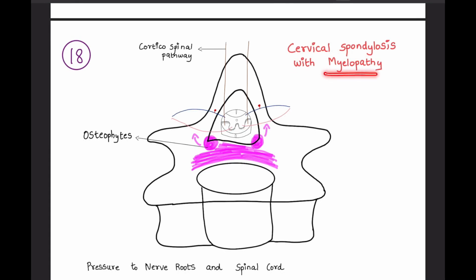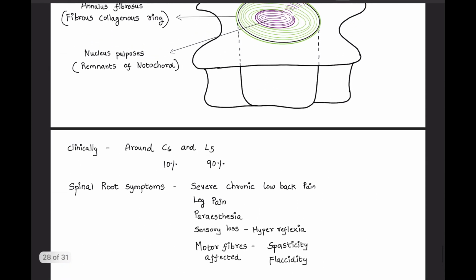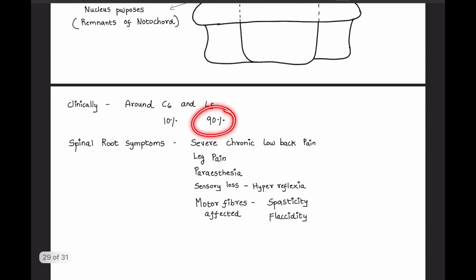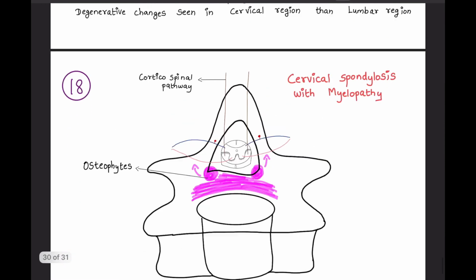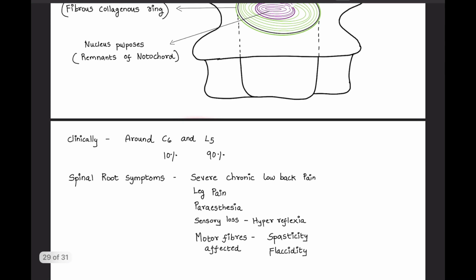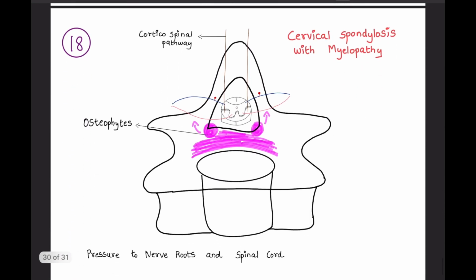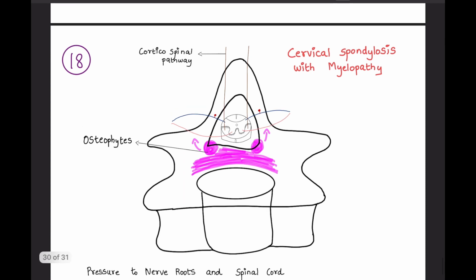What is a myelopathy? Myelopathy means pathology related with the spinal cord. Why cervical? Cervical means the degeneration that commonly happens around cervical vertebrae than the lumbar vertebrae. In the disc herniation, 90% happens around lumbar vertebrae than the cervical vertebrae. It happens on both the vertebrae, but the dominant is lumbar vertebrae. Here in the spondylosis, the most commonly involved is cervical vertebrae, then the lumbar vertebrae.